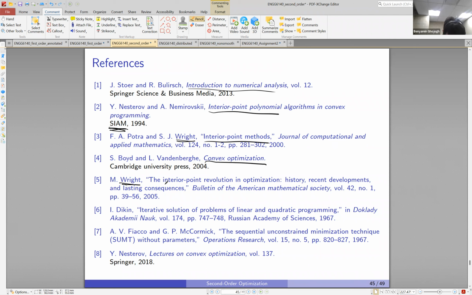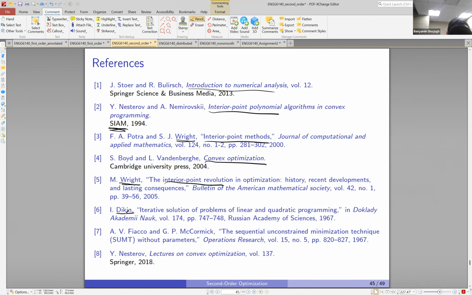Again, Wright has a paper on the interior point revolution in optimization. It was a revolution because it can solve general optimization problems. It doesn't need to be linear programming. It doesn't necessarily need to be quadratic programming or something. It can be anything. But if it's convex, it has some guarantees. If it's not convex, in practice it's usually good enough. Although it might not have guarantees, it's usually good enough.